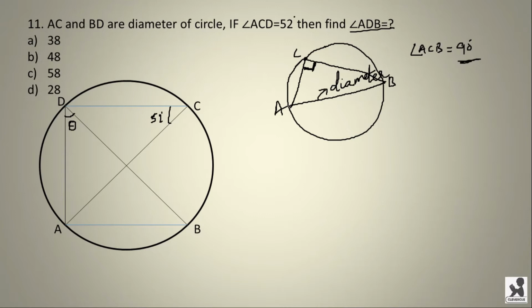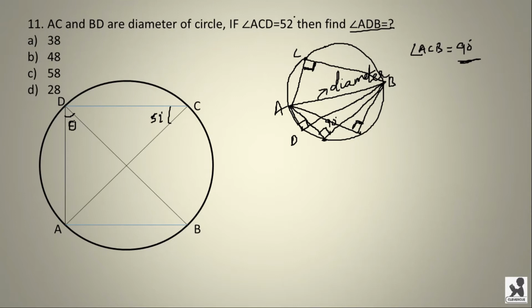For example, if this is point D and a triangle is formed, the angle made by this point with the diameter is 90 degrees. Similarly, consider a point over here and form a triangle, then the angle made here is 90 degrees. Similarly, at any other point, the angle is always 90 degrees.